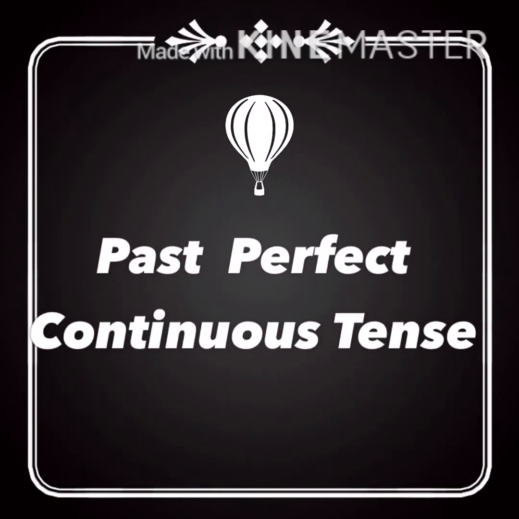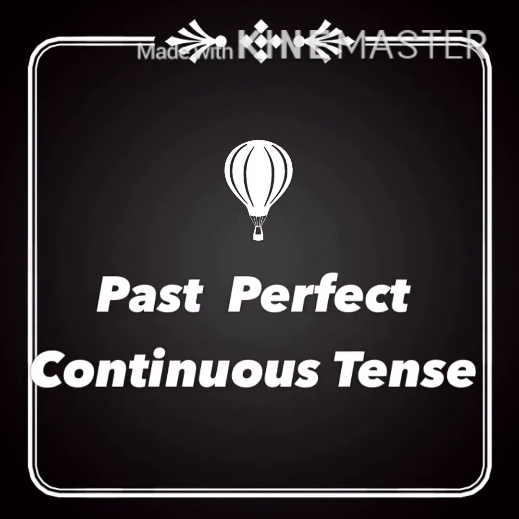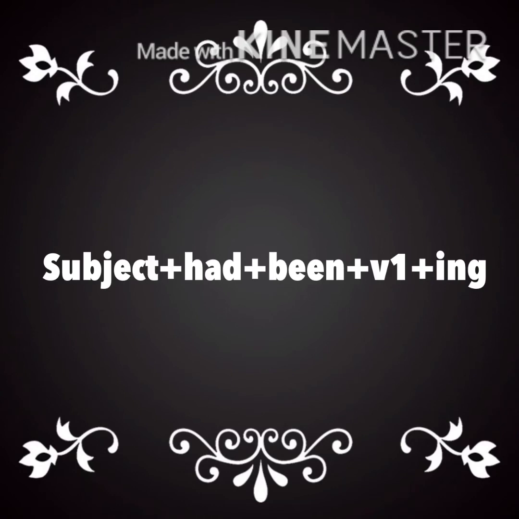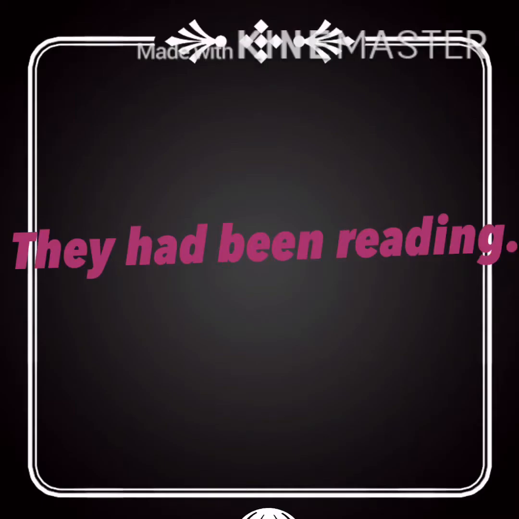The next form is past perfect continuous tense, which indicates a past action which started in the past and continued to happen after another action and time in the past. This tense tells us how long the action had continued and the duration of the action. The formula is subject plus had plus been plus first form of the verb plus ing. For example, they had been reading.